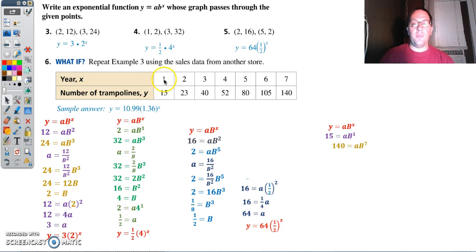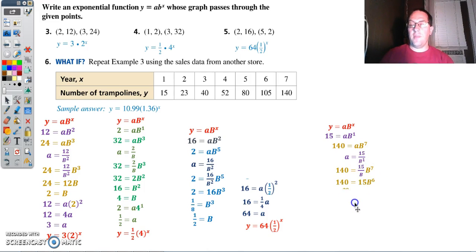Pick 2 points. I picked 0.1 and 0.7, just to have that whole big spread in there. Hopefully it's a little bit closer. Alright, solve for A in the first one with the lowest exponent, so A is 15 over B. Plug that into the second equation, so 140 equals 15 over B times B to the 7th.